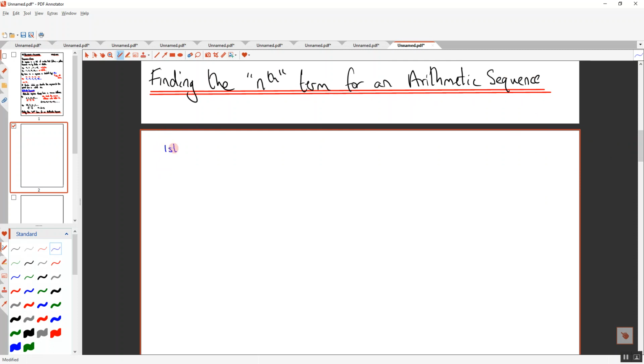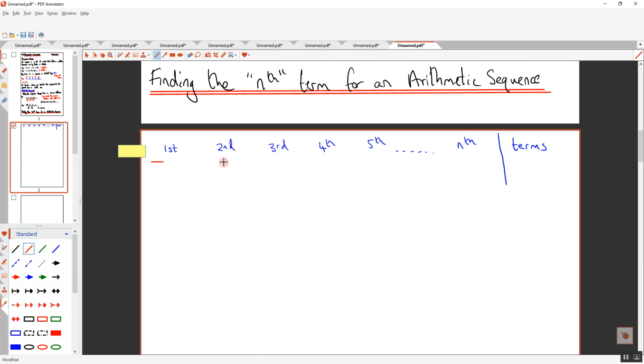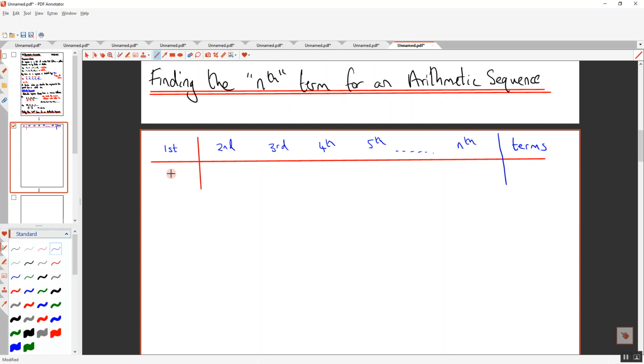I wouldn't write this down just yet, because I'll probably make a big mess, and then I'll want to tidy it up. First, second, third, fourth, fifth, dot, dot, dot, and then we've got n. So these are our terms. And then for our sequence, we said the first term is u1.